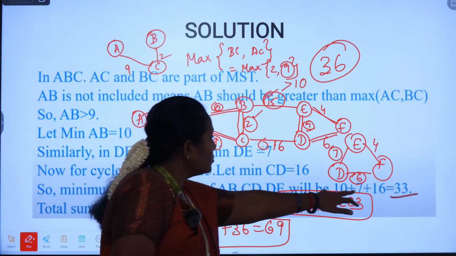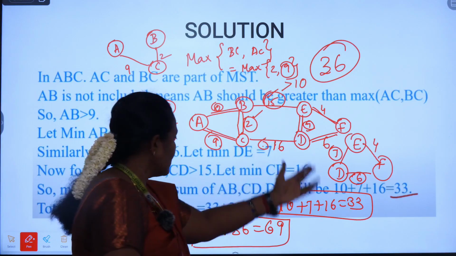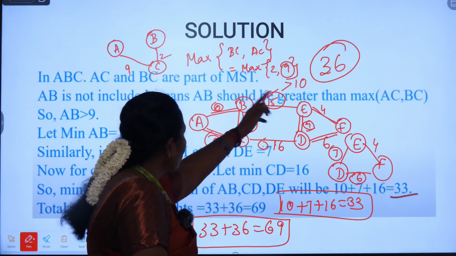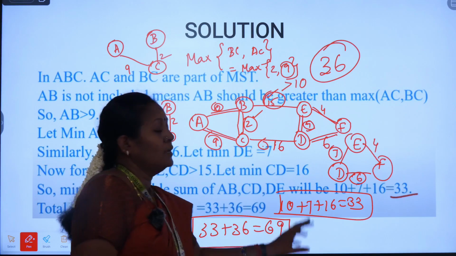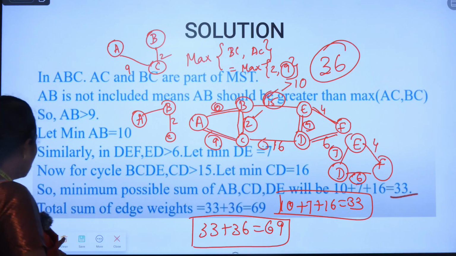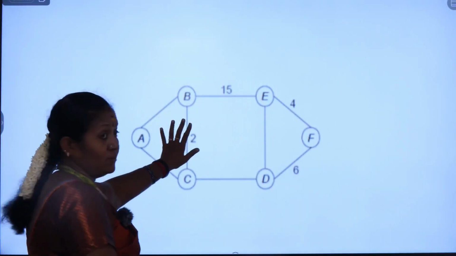So you just add those 3 values, and what they have given for the remaining weights, that is 36, is what we have split in this graph. So 33 plus 36 is 69. So the maximum weight for this problem is 69. Clear? This is the graph we have considered.